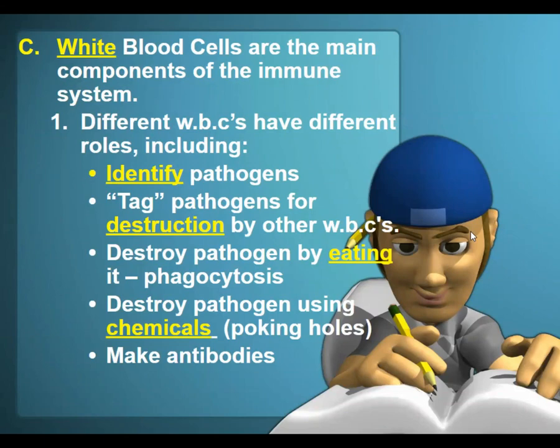Another one can destroy pathogens using chemicals, and these chemicals will poke holes in the membrane of that pathogen and make it die. And then another white blood cell job is to make antibodies. And then antibodies are going to stick to pathogens and mark them for destruction by white blood cells as well.